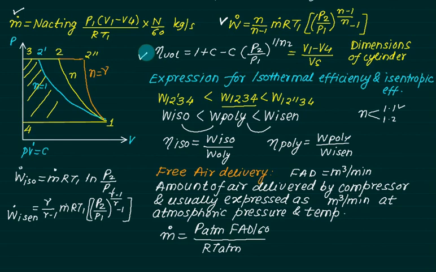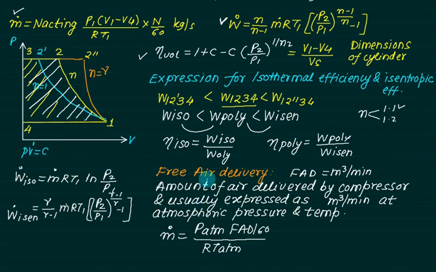This equation is for volumetric efficiency, 1 plus C minus C, V1 minus V4 upon Vs, normally used to calculate the dimensions of the cylinder. W iso is given by m dot RT1. If you want specific work, just divide this number by m dot. It is the equation for the isentropic process. And one more equation, that is eta iso is W iso upon W poly. The reason is very straightforward: the work required for isothermal is small as compared to W poly, and eta poly is W poly upon W isentropic, because the work required for polytropic is less than W isentropic.